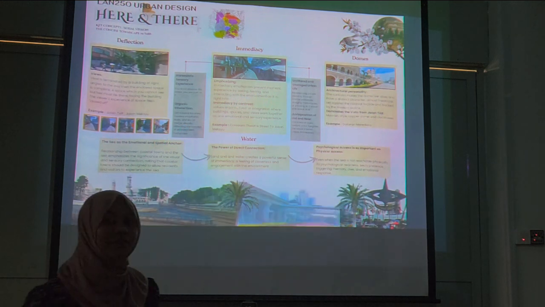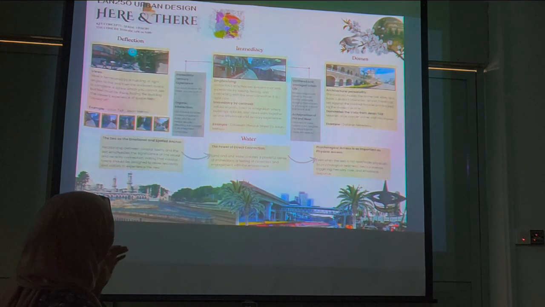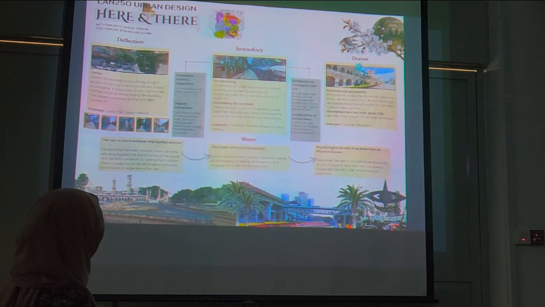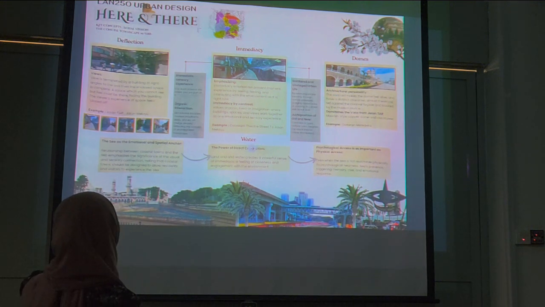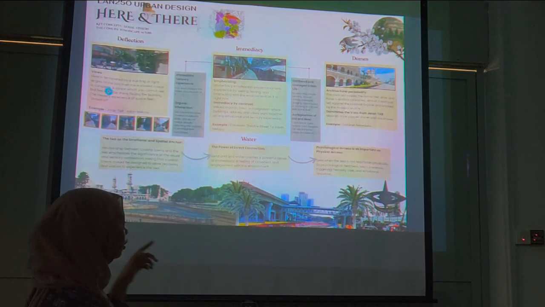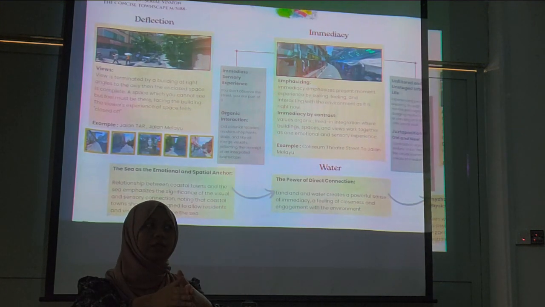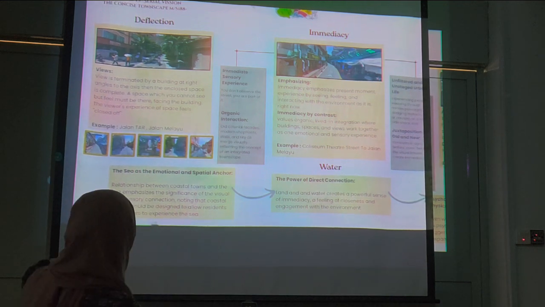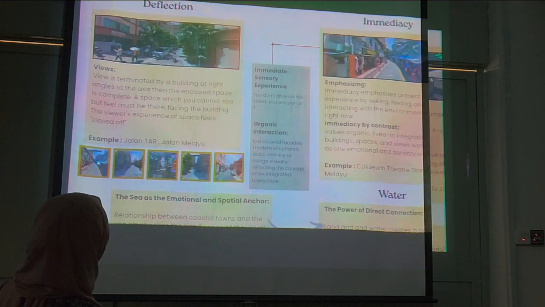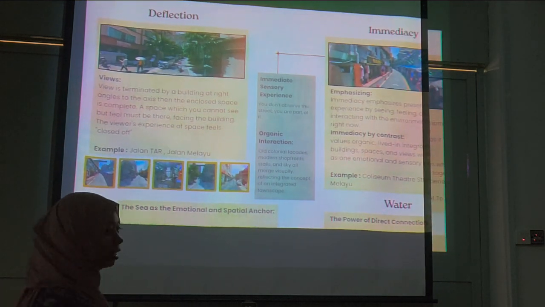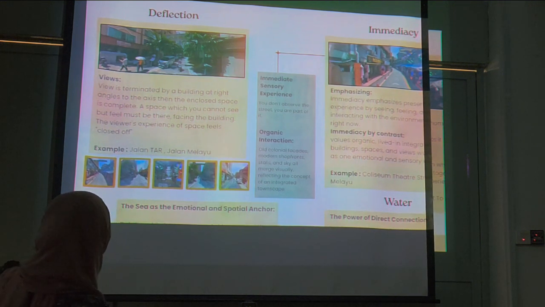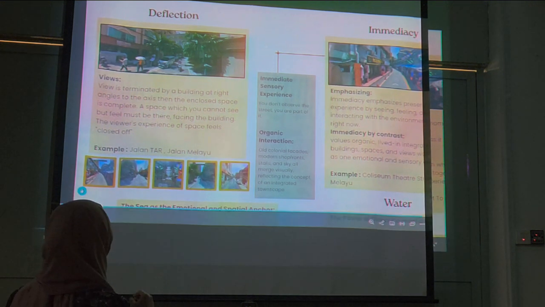Okay, and then we have reflection, and we have immediacy, and we have loops. And also the last one we have water. So deflections is about the place where we have one point view, focal view. So this one is usually we see at kaki. So for example, a place is Jalan Ta and Jalan Dayu.